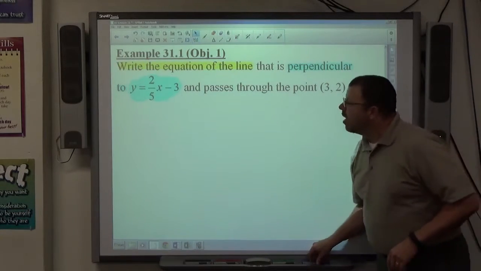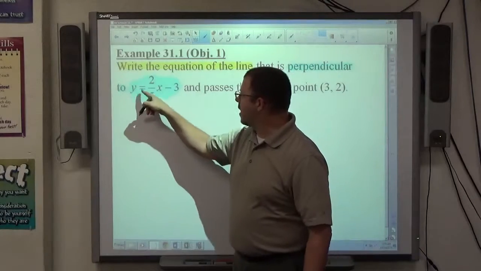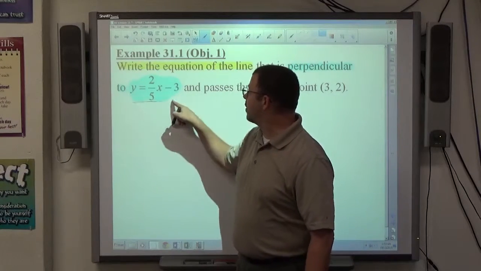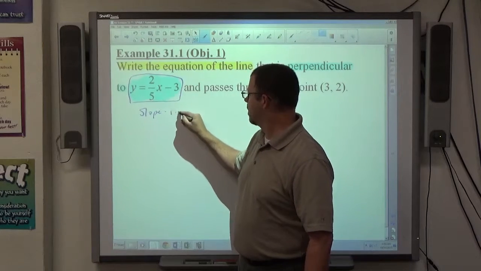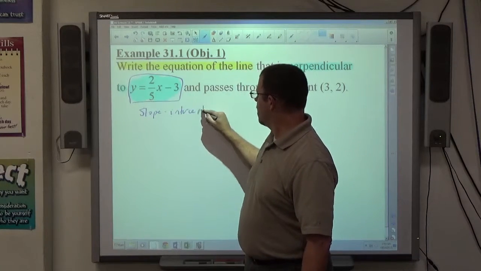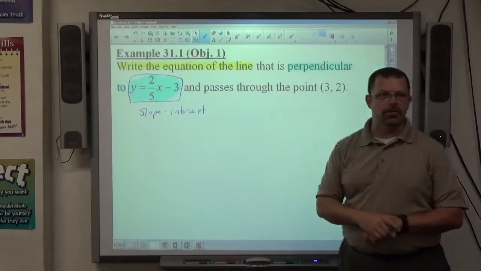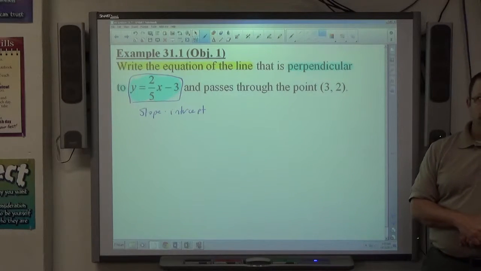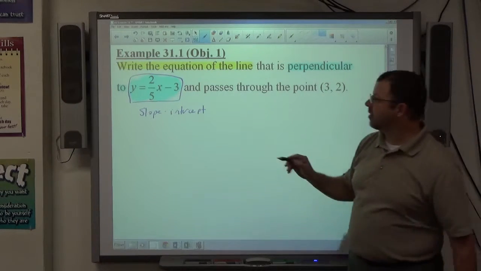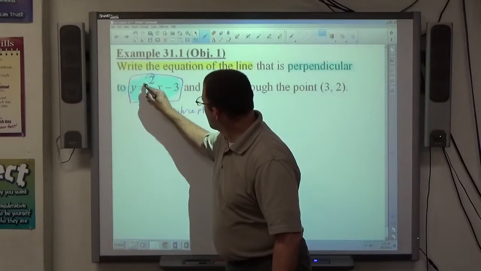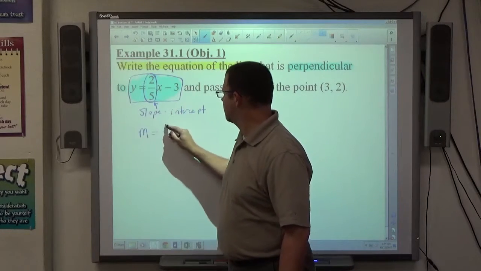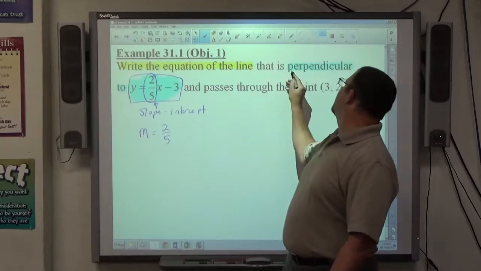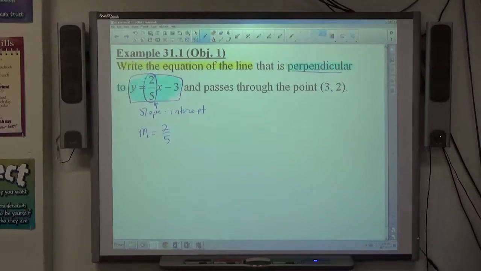All right, so noticing the equation they gave me, y equals 2/5 x minus 3, this is in slope-intercept form, right? So how do I find the slope when something's written in slope-intercept form? It's the number in front of the x. So the slope of this is 2/5. And if this word right here were parallel, that would be the right slope, right? But now it says perpendicular.